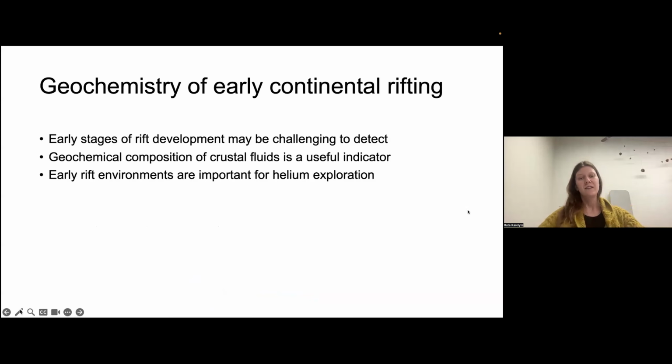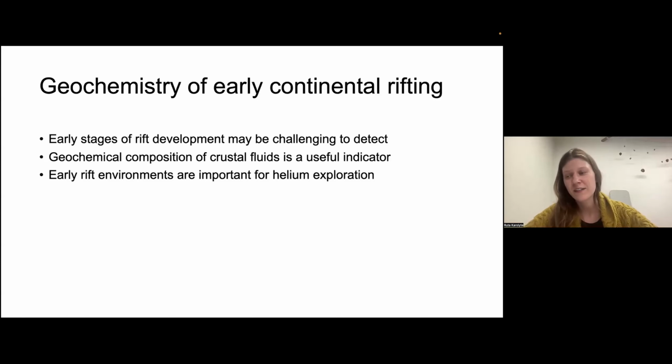So briefly, identifying these early stages of rift development can be challenging, as probably many of you are aware, because often these areas are associated with low seismic activity or aren't associated with volcanic activity. And so I'm going to explore how the geochemical composition of fluids could be a useful indicator and add to the evidence base for these questions.